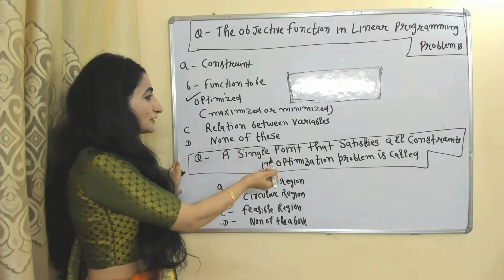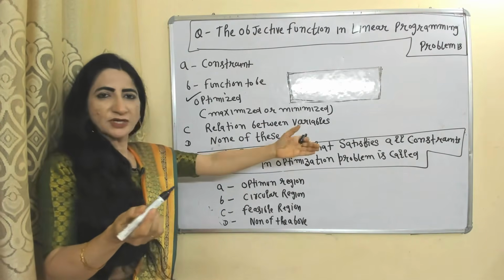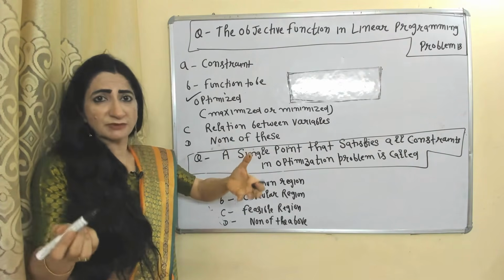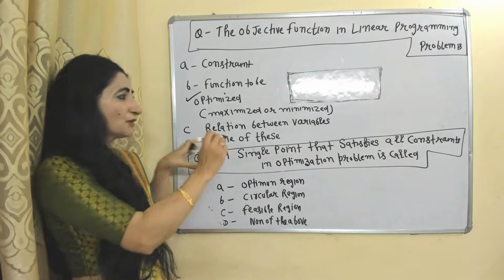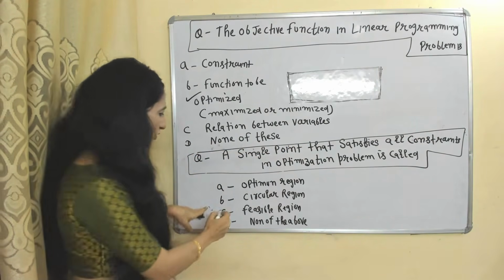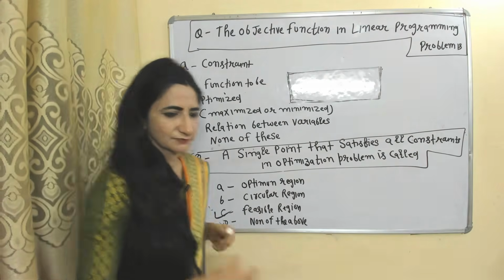A single point that satisfies all constraints in an optimization problem is called? Constraints are our limitations, our lack. For example, we have limited resources, limited manpower, and a single point that satisfies all constraints in an optimization problem will be called the feasible region. So our right option is C.